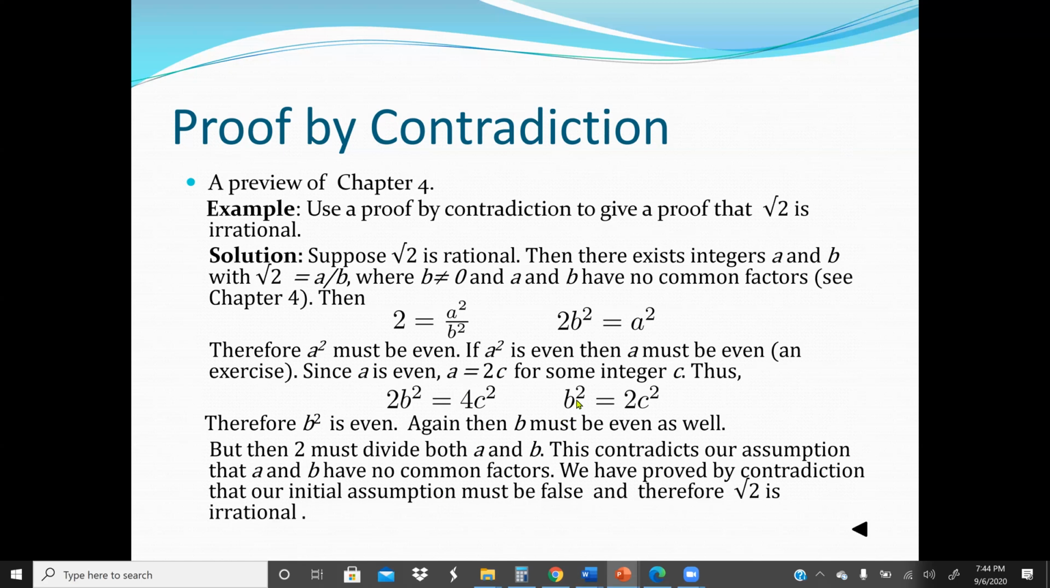Therefore, here we can say b squared is always even because it is 2 times something. So if b squared is even, then b must be an even number. But then 2 must divide both a and b. This contradicts our assumption that a and b have no common factors. And we have proved by contradiction that our initial assumption must be false. Therefore, the square root of 2 is irrational.